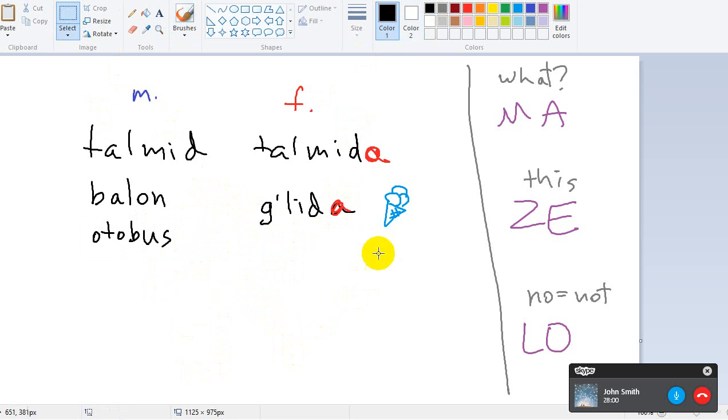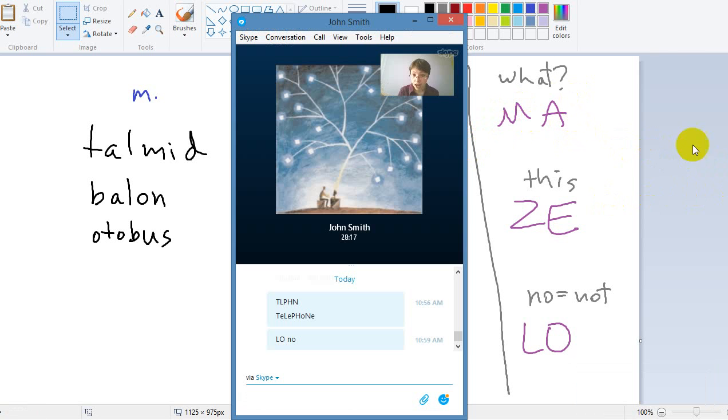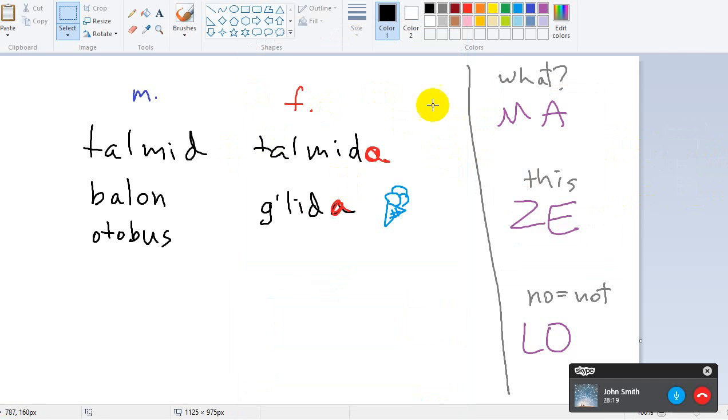Now, how do you say this is an ice cream? Ze, glida. How do you ask, what is this? Ma, ze. How do you say, this is not a girl student? Ze, lo, talmida. Talmida. This is girl student, ends with a.